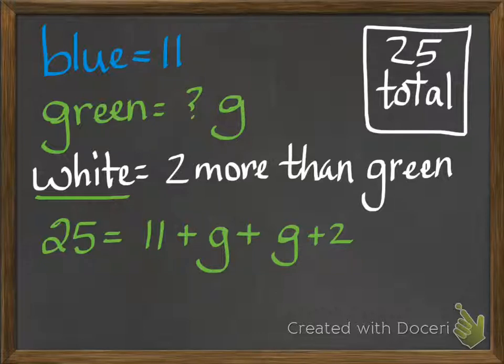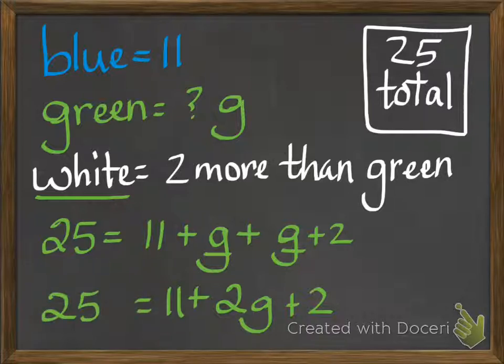Okay, now remember I told you that when you have letters that are the same letter, you can add them together. So if I have a g plus another g, that equals 2g. Okay, and then I write the rest of the problem around it. So now I've got 25 equals 11 plus 2g plus 2.